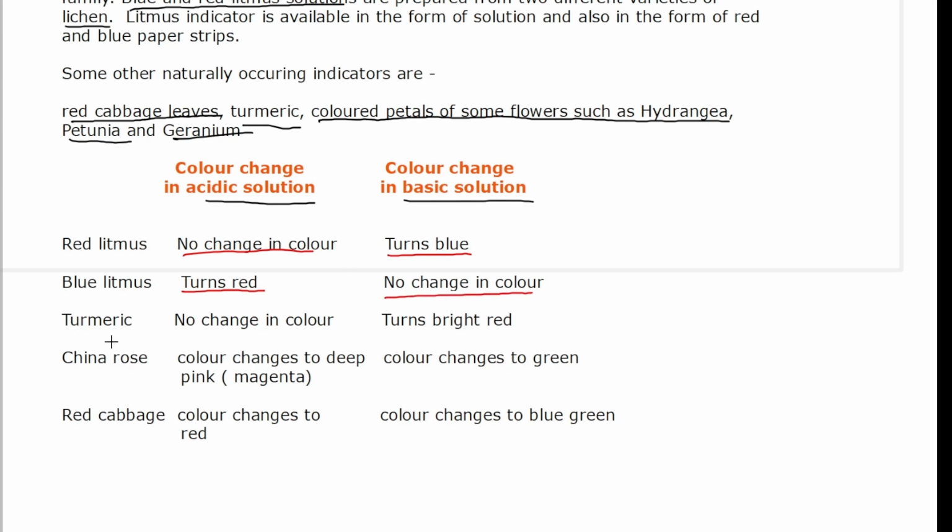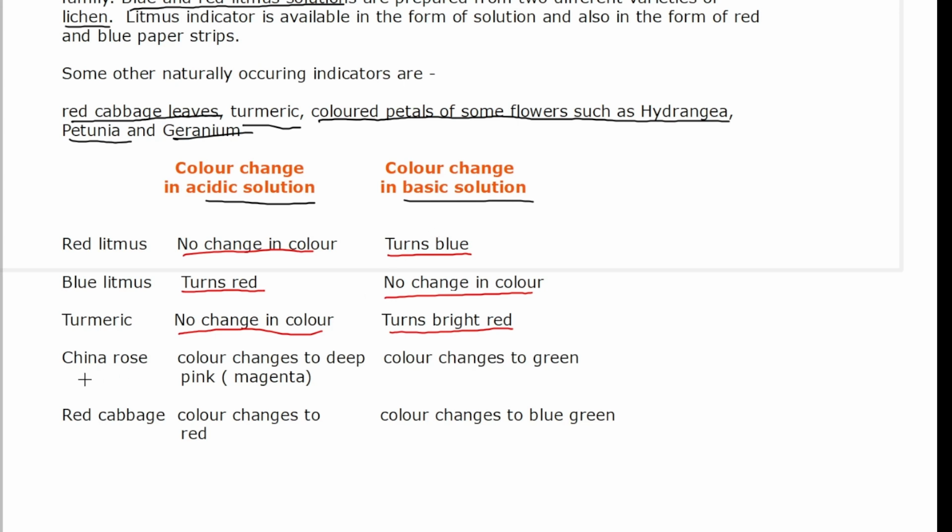Turmeric is another kind of natural indicator. It will show no color change in acidic solution, but it will turn bright red in basic solution. You can also test it in your home. Take a pinch of turmeric powder and put it on the wet soap which we use for cleaning purposes. It will turn to red color. The soap should be moist. Yes, it will turn to red color, that is bright red color, because soap contains bases.